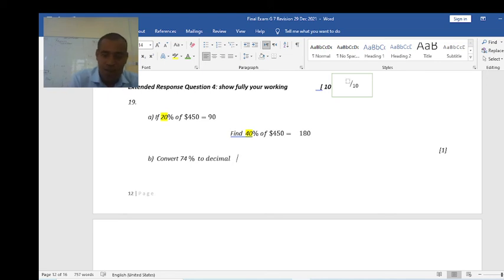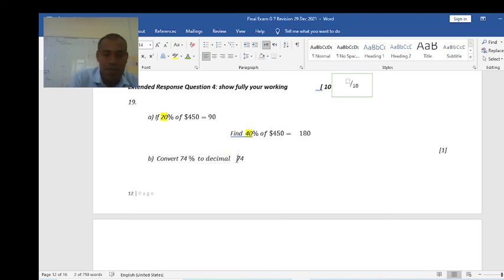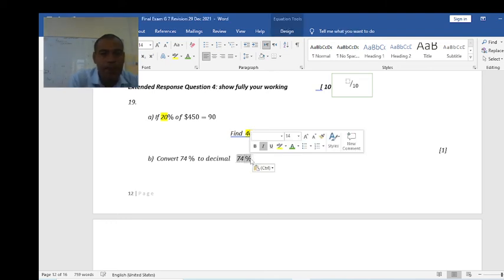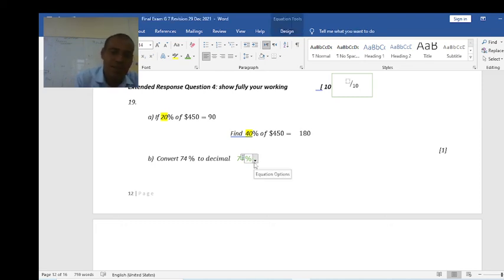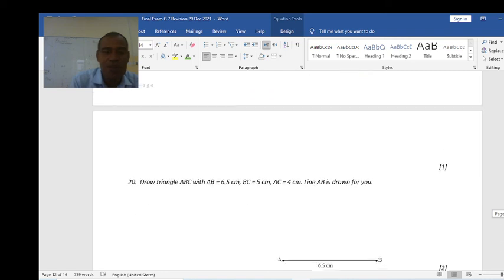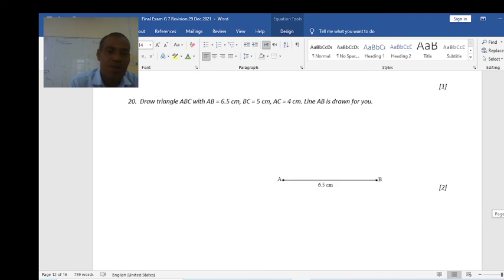Now 74%, I will write it as it is, but I want to change color. 74% is equal to, as a decimal, so it will be immediately 0.74. Okay, no need to convert to fractions. So you will use your pair of compasses to draw this kind of questions.